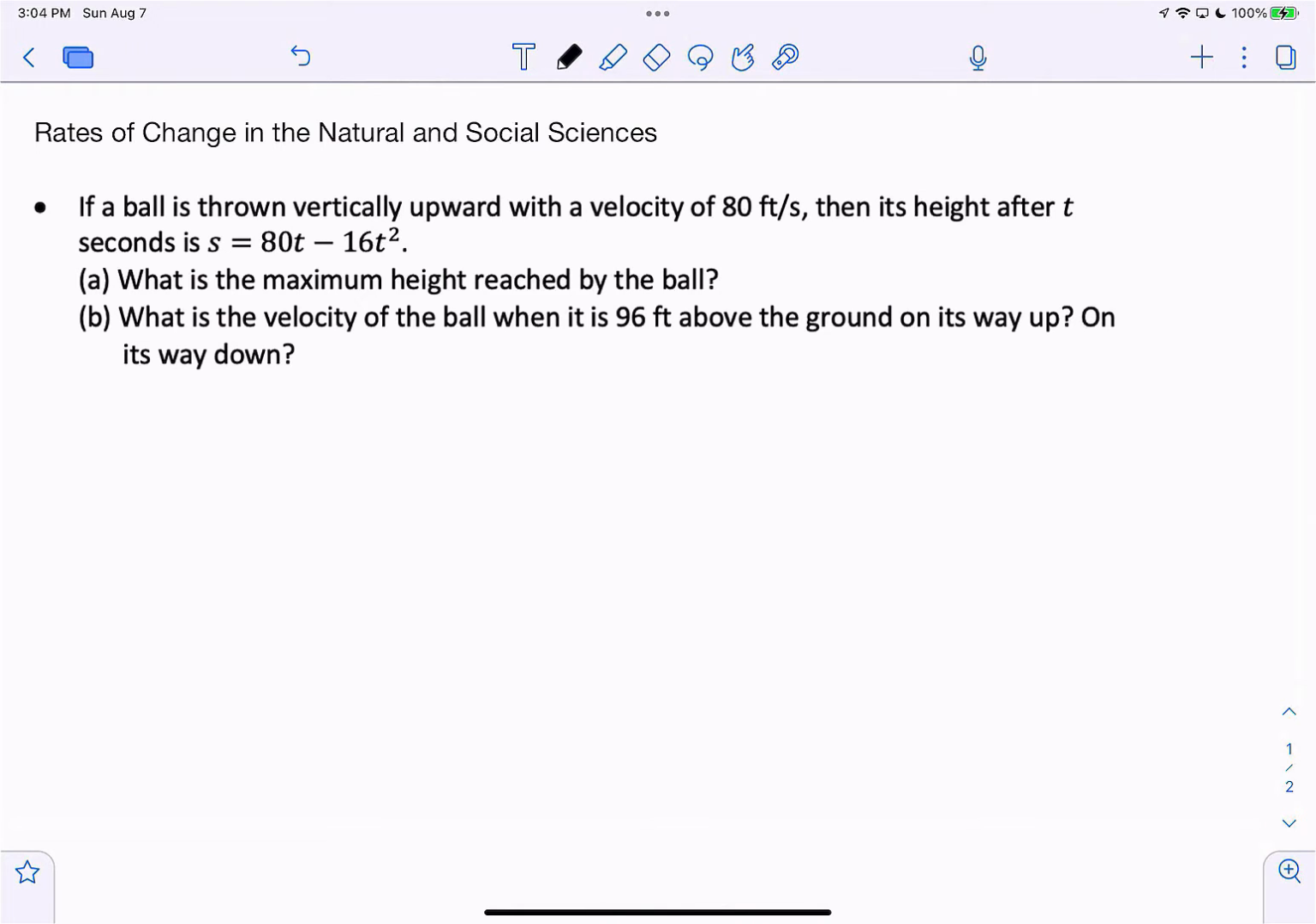We're going to begin to interpret derivatives now. We're going to start with a ball that is thrown vertically upward with a velocity of 80 feet per second, and its height after t seconds is s equals 80t minus 16t squared. We're asked to find the maximum height reached by the ball and then the velocity when the ball is 96 feet above the ground on its way up and then on its way down.